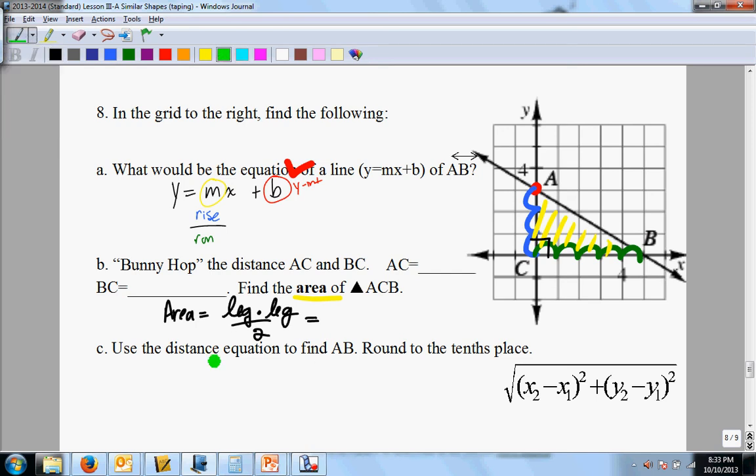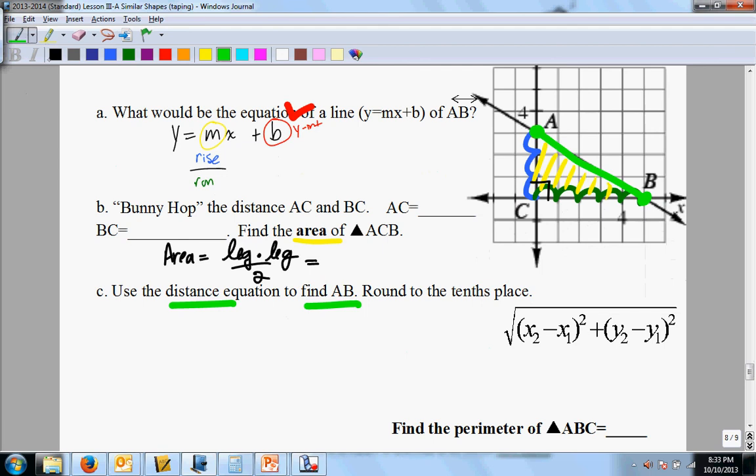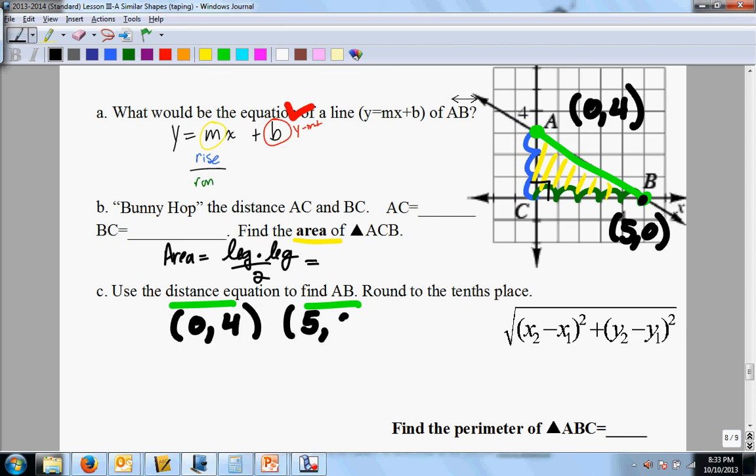Last thing you want to do is use the distance equation and find the length of A to B. So let's get our coordinates here. A is at 0, 4, and B is at 5, 0. So we have 0, 4 and we have 5, 0. You take this information, and we're going to make a template.